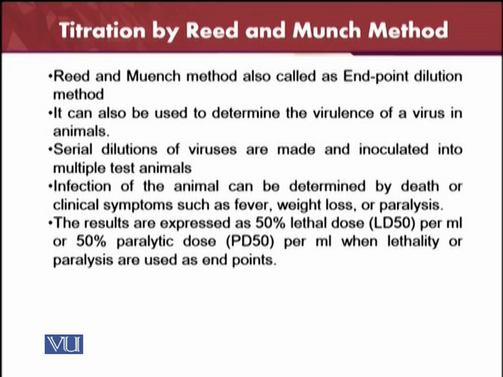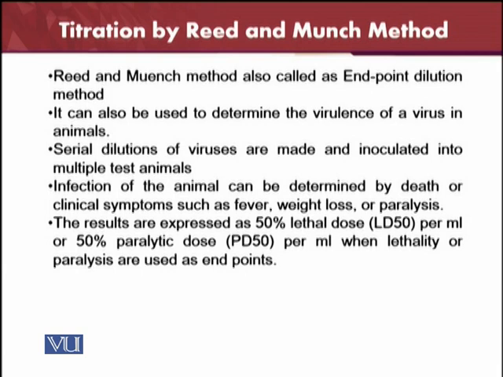So first of all, the titration by the Reed and Muench method. This is also called the endpoint dilution method. Endpoint dilution means, as we have already studied with LD50, the lethal dose 50, how much dose is lethal to kill 50% of our experimental animals. So here it is called the endpoint dilution method. It is also used to determine the virulence of a virus in animals as an endpoint.